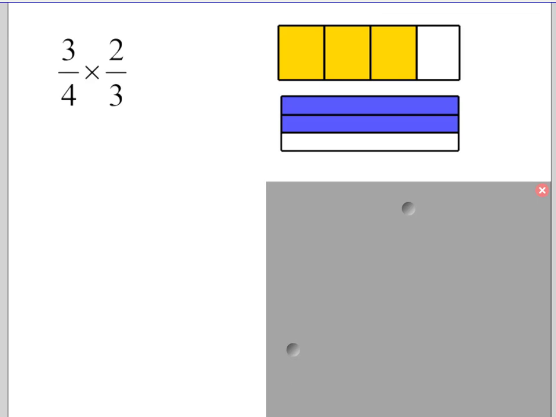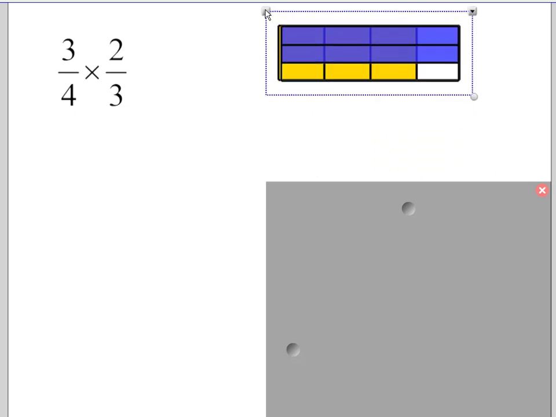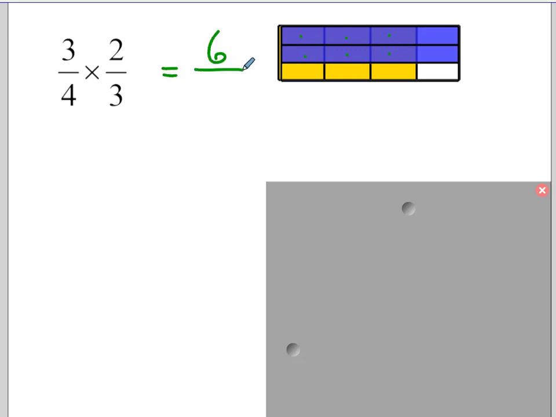Okay, now 3/4 times 2/3. So we're going to do the same thing. We'll drag that up. And we have to count up how many have both colors. Okay, so there's 1, 2, 3, 4, 5, 6. And then what is the size of that piece? Well, if you look, there are 6, 7, 8, 9, 10, 11, 12 pieces in total. So each one of those pieces is a 12th. So we would say we have 6/12.